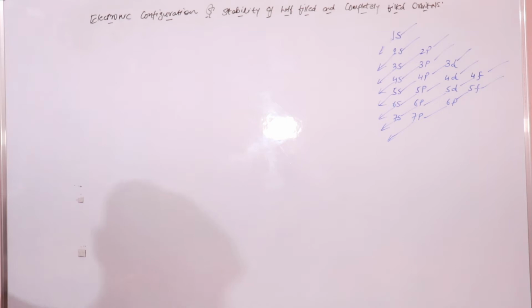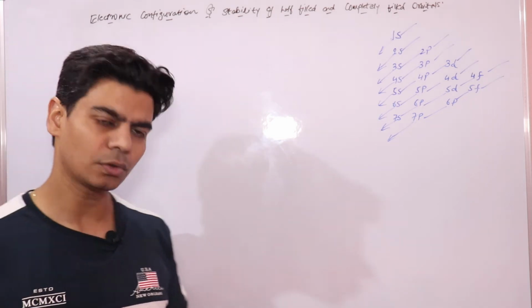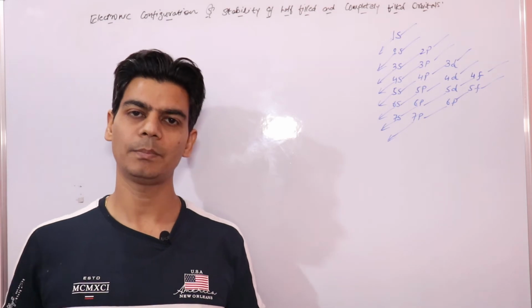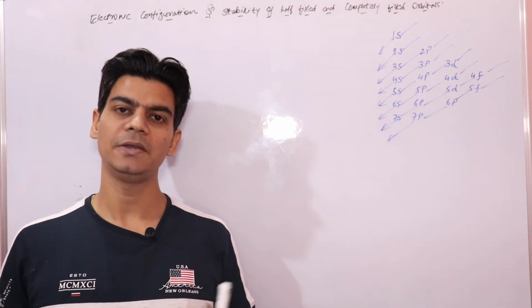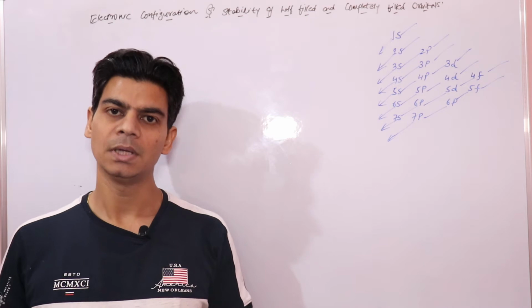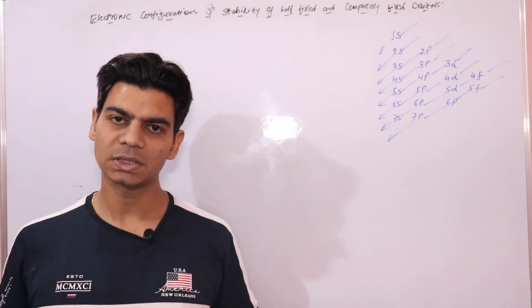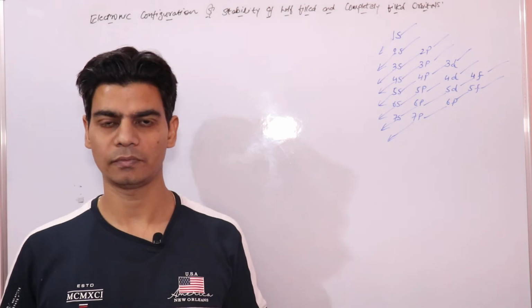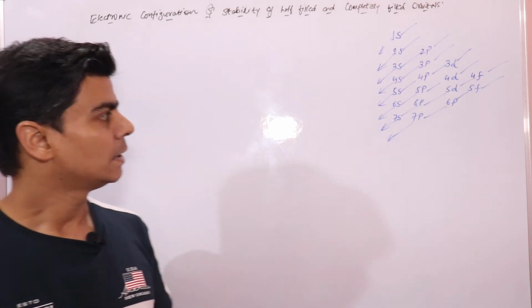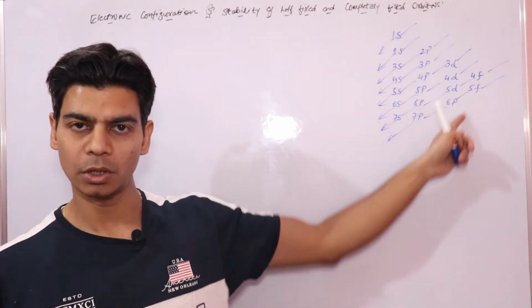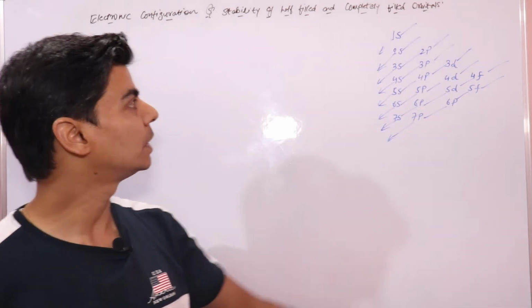So first, what is electronic configuration? Electronic configuration, we know, is simply the filling up of electrons in various orbitals of atoms based on the Aufbau principle, Pauli's exclusion principle, and Hund's rule of maximum multiplicity. And there are certain exceptions in this order that we would be seeing.